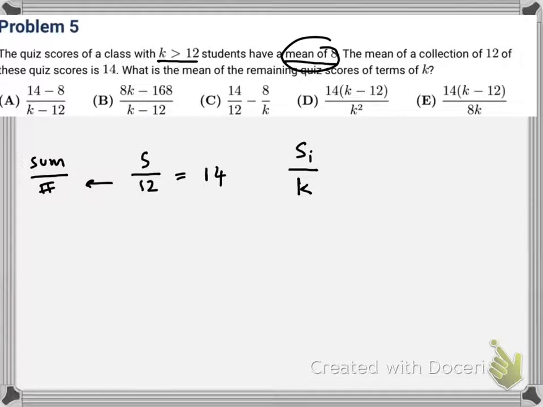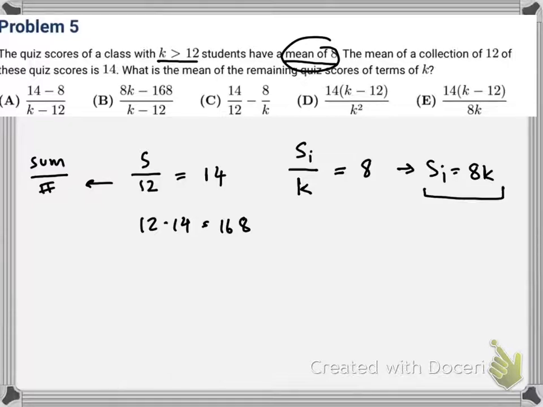K students has a mean of 8. So the initial sum is going to be 8K. So this is the total scores, all the student scores combined. And then on the 12 quizzes, I've got 12 times 14 equals 168 is the total score for the group of 12 students.